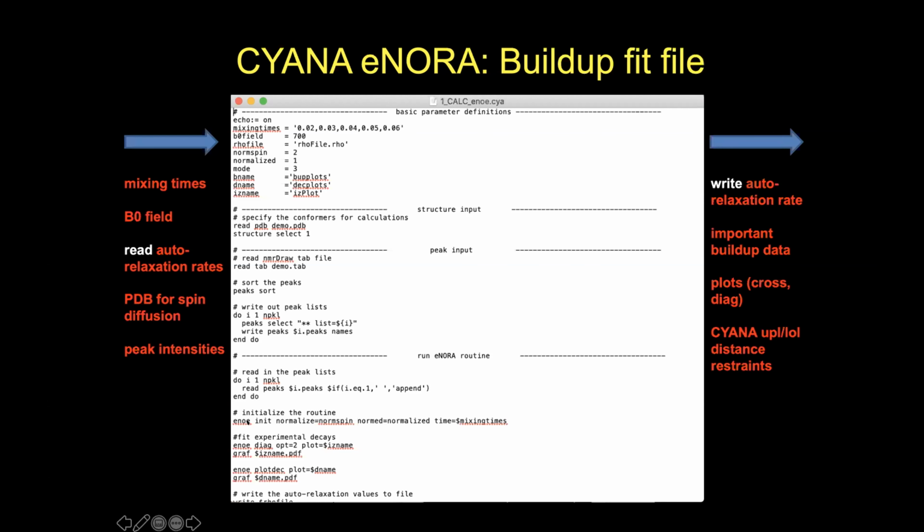Then the major commands that really carry out the whole analysis are here. It's these ENOE commands. So you read in your init file that you have defined before. Then it reads in the spins that you want to use for normalization and the mixing time. And then the whole fit starts. So first, it will fit diagonal decays. As a matter of fact, just simple exponential decays to the diagonal peaks here. And it will produce plots.